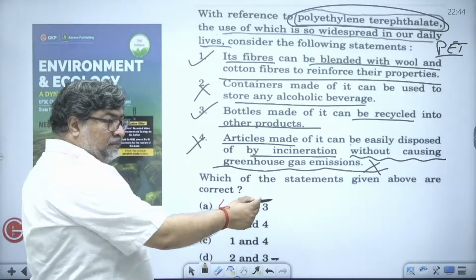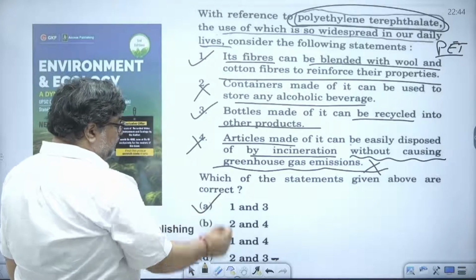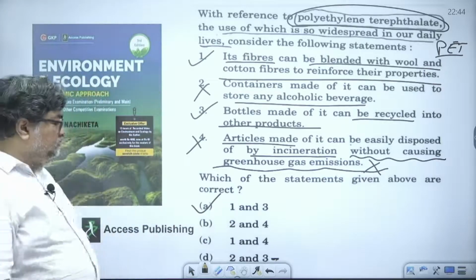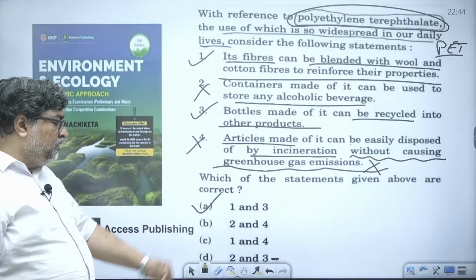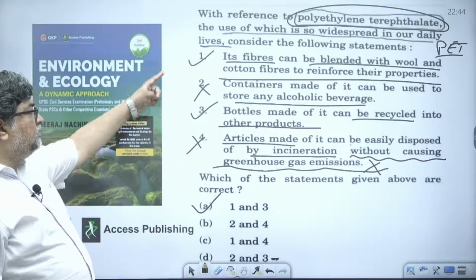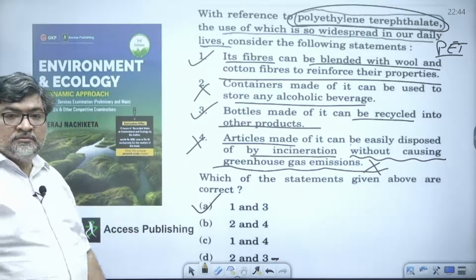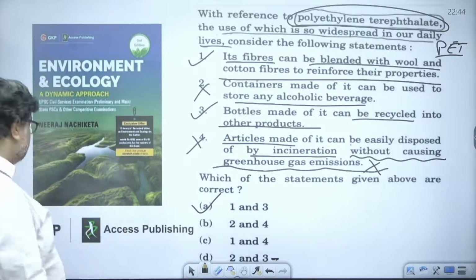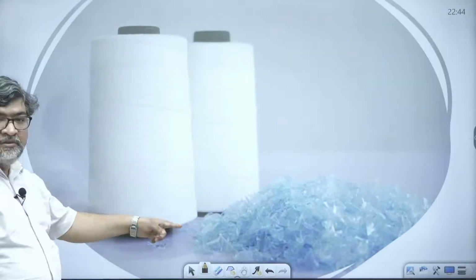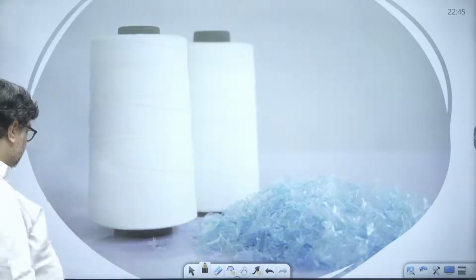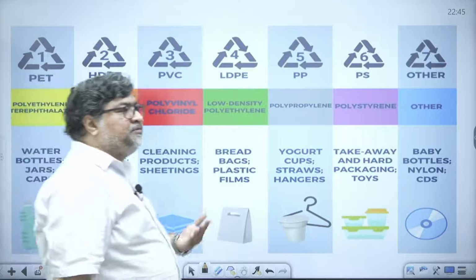Which of the statements given above are correct? The answer will be A, 1 and 3. B is 2 and 4, C is 1 and 4, D is 2 and 3. The answer will be 1 and 3. I have given this in the textbook. So this is where it can be reinforced to make polyester fiber and all from the PET bottle, and the different types of plastics we are using.